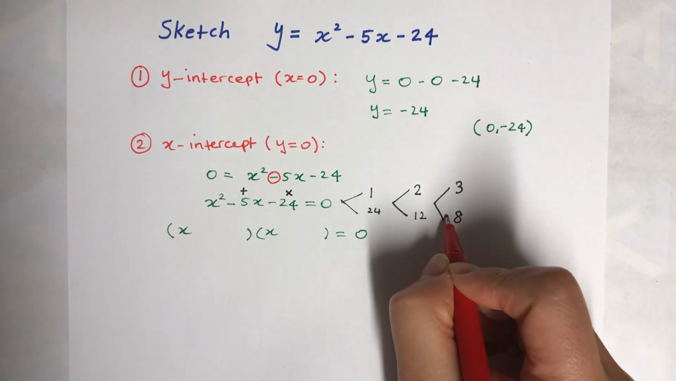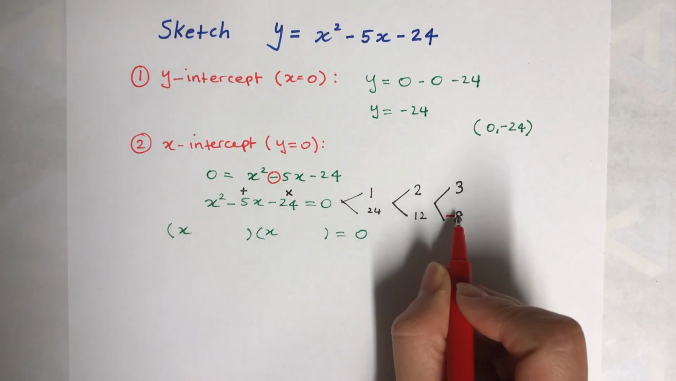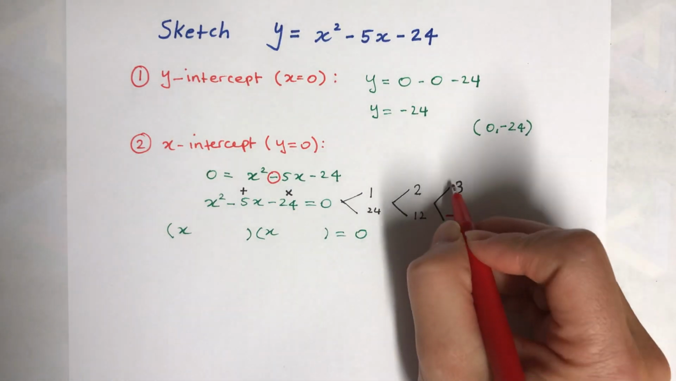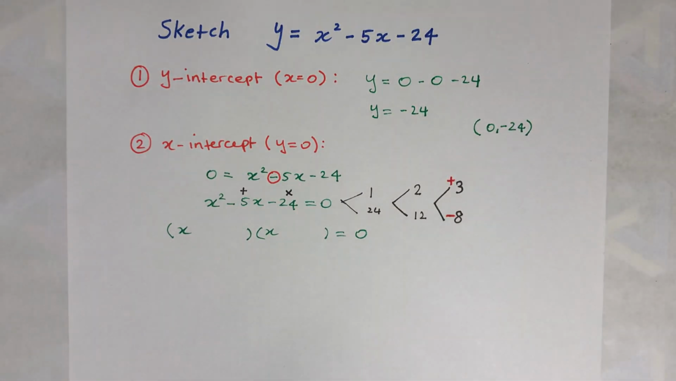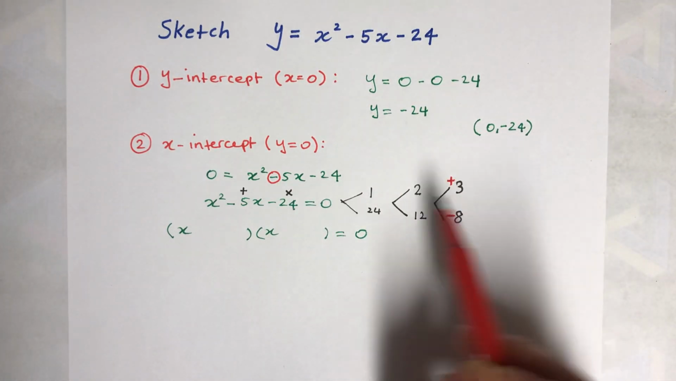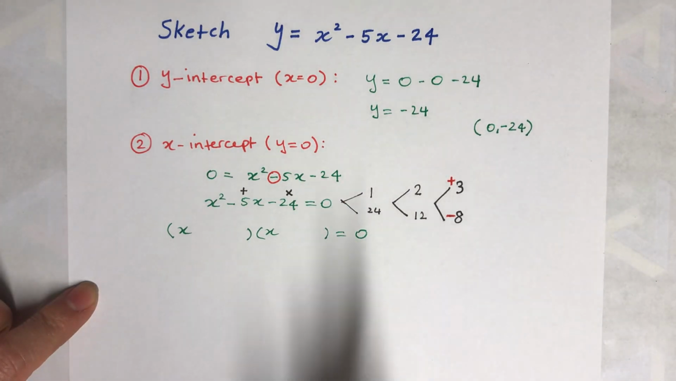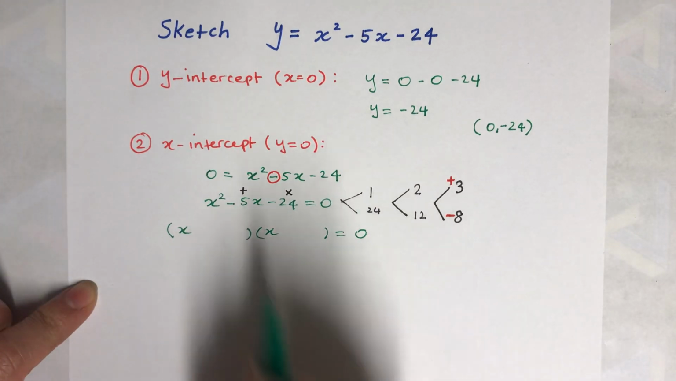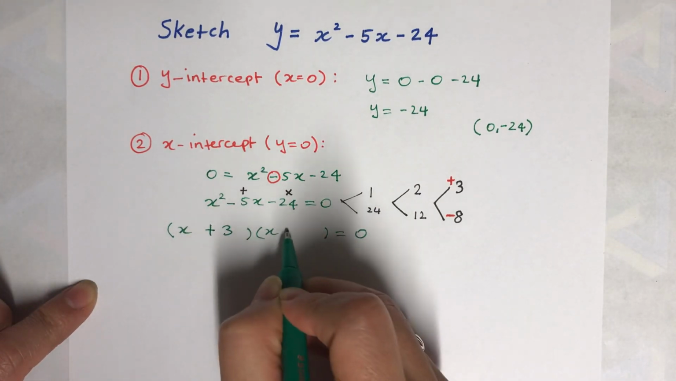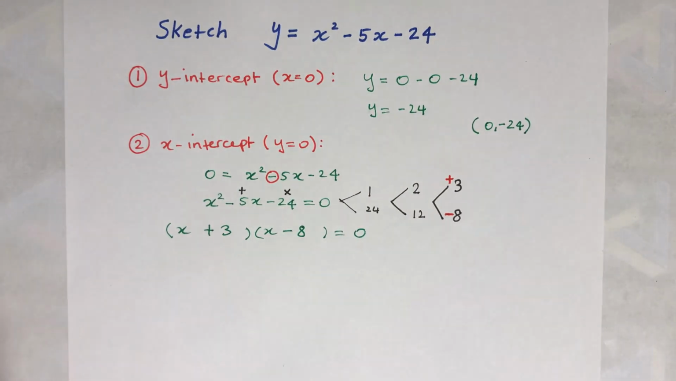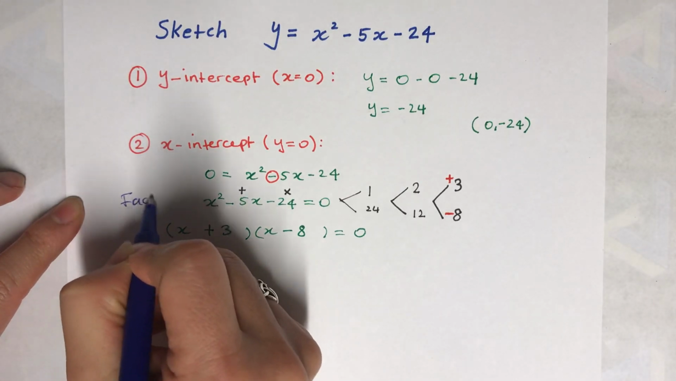So that means the bigger number will follow whatever the middle number's sign, and then the other one will be positive. Why? Because otherwise you won't get minus 5. And when you times them together, I will get minus 24. Okay, we got the two factors. Well done. So I'm going to put it right there, like this. Okay, so that's not too bad. Now, we haven't really found the x-intercept yet. All we've done is just factorize it.